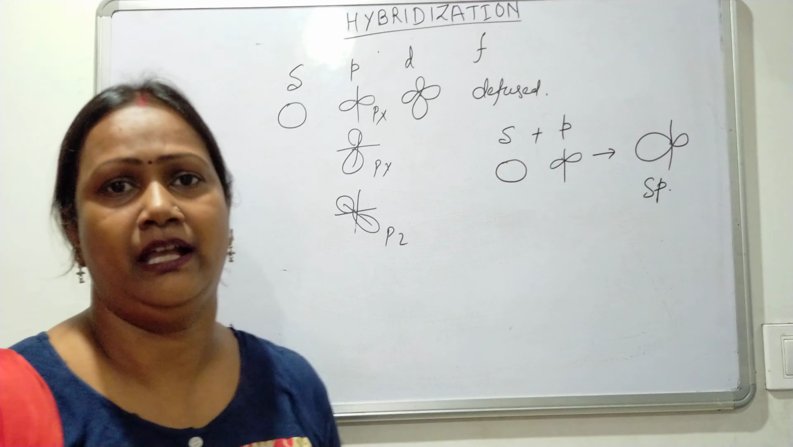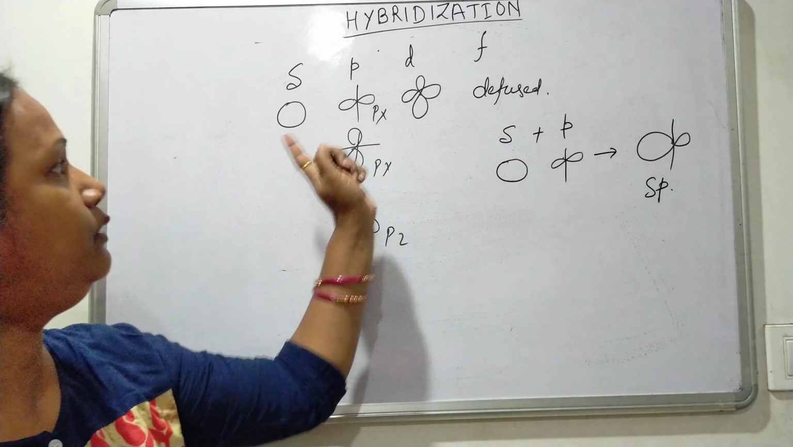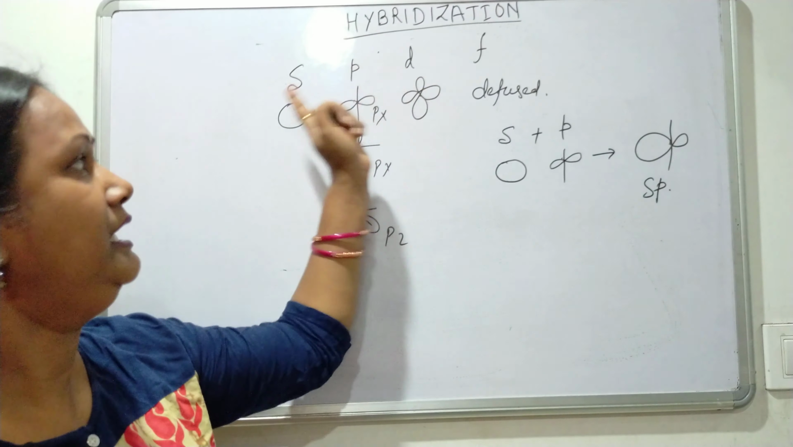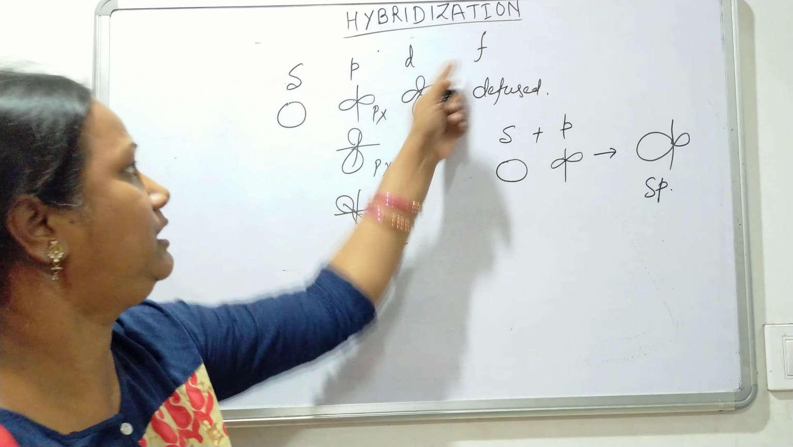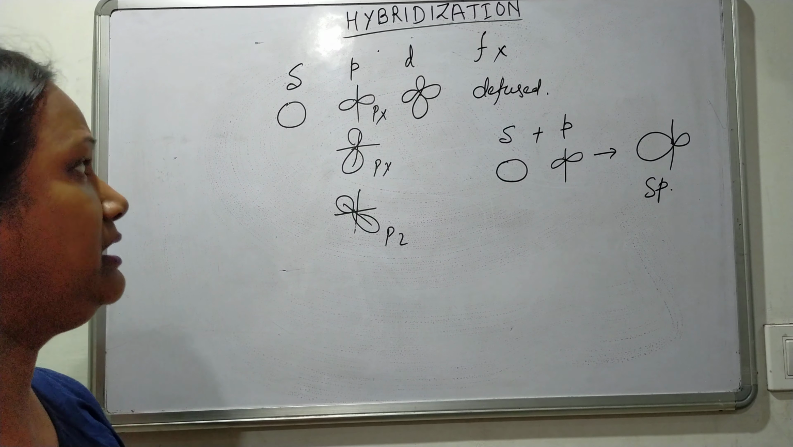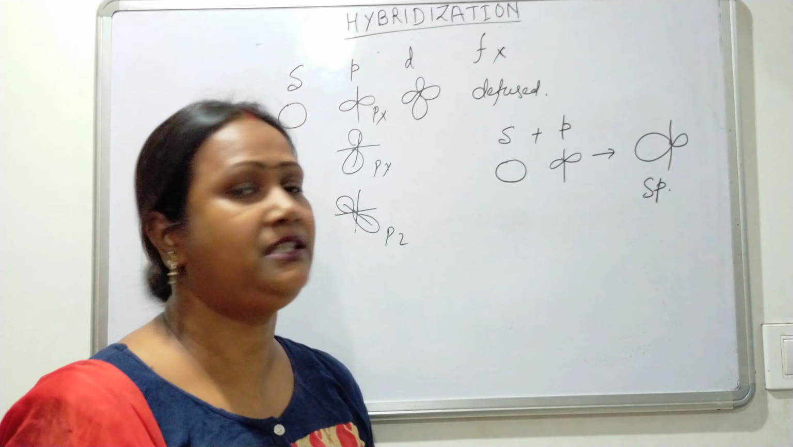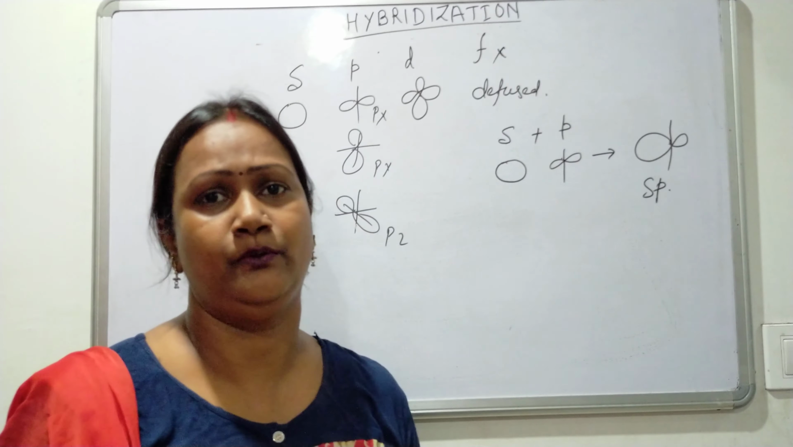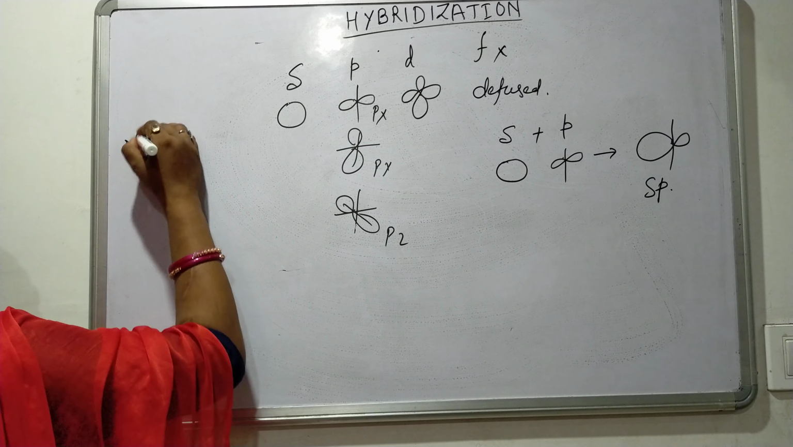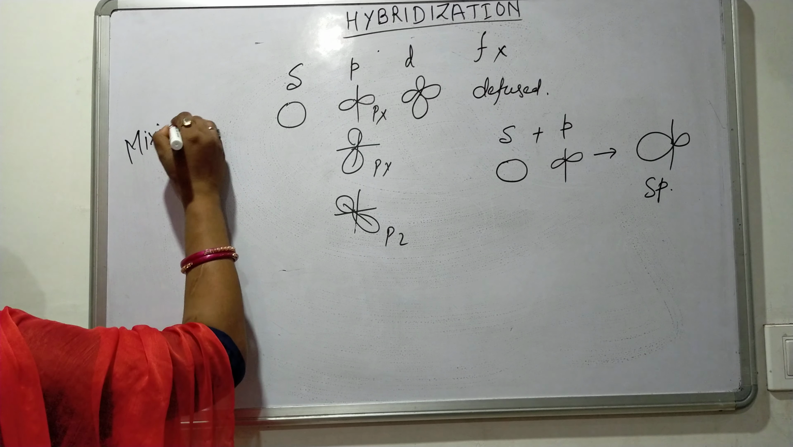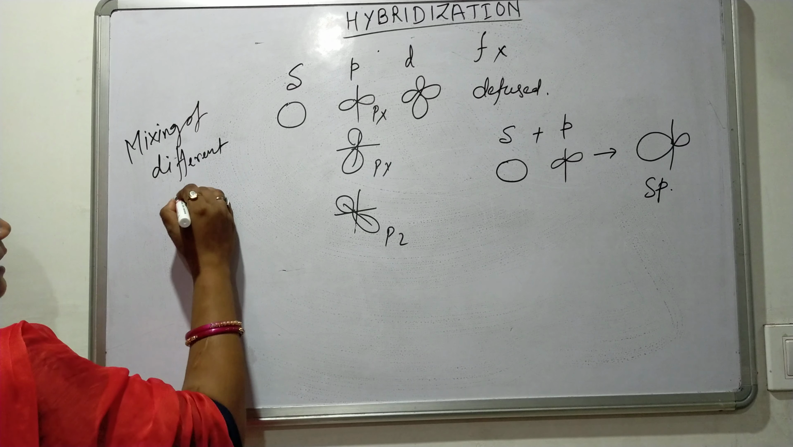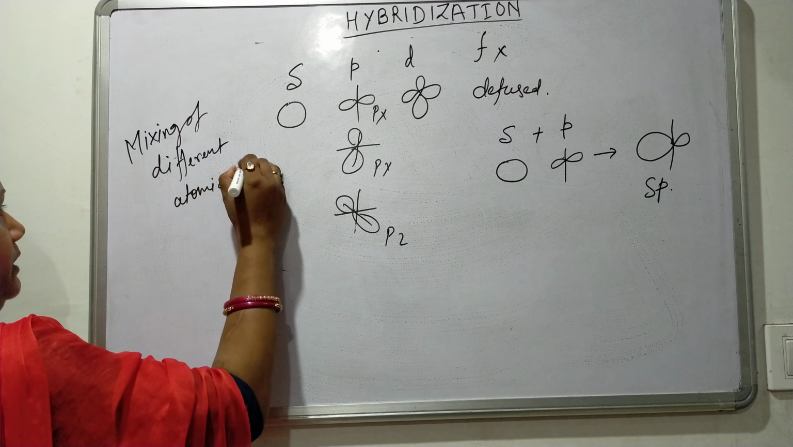Hybridization is the mixing of different atomic orbitals. Either s and p orbitals will be mixed, or s, p and d orbitals. Only these three will be mixed, not f. The f orbital will not be mixed, because its shape is diffused, so it will not be able to help find the structure of the molecule. So hybridization is the mixing of different atomic orbitals.